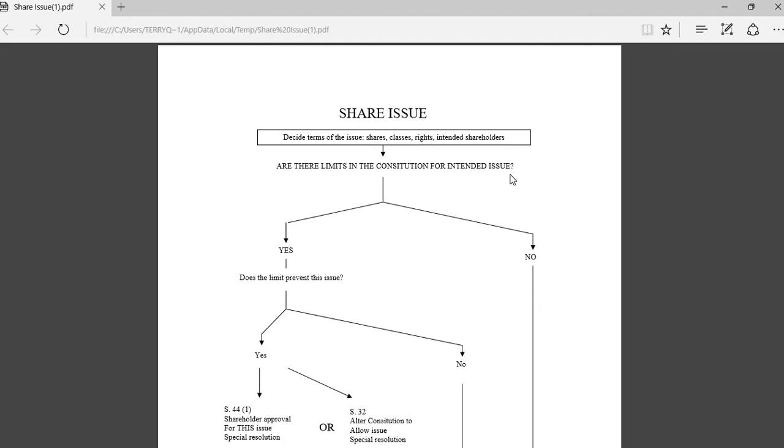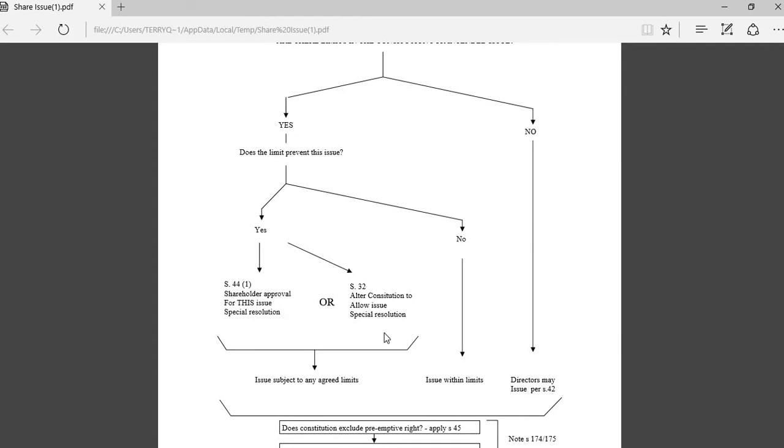So let's assume under section 42 we did put a restriction in the Constitution saying no new share issues without unanimous consent of existing shareholders. If we did that, we have a limit, so we go down this side. If we didn't, then the directors can just issue the shares. Now, if there's a limit in the Constitution, that means we have two options. We might actually just change the Constitution. That means going back to section 32, which we discussed, and getting a special resolution to change it, and now the rule's gone. And from here on, the directors can issue shares as they wish.